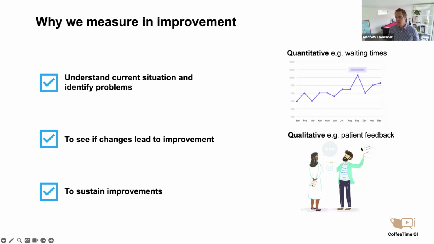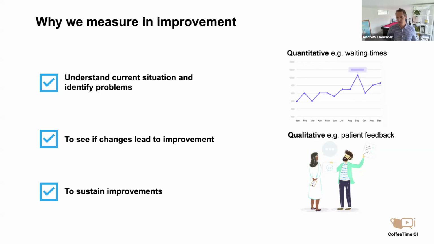Then on the right-hand side, we've got two key types of data, which you're probably familiar with. So we've got quantitative data. This is any sort of quantities, amounts, ranges. For example, you could use waiting times, things like that. So things you can directly plot on a chart.